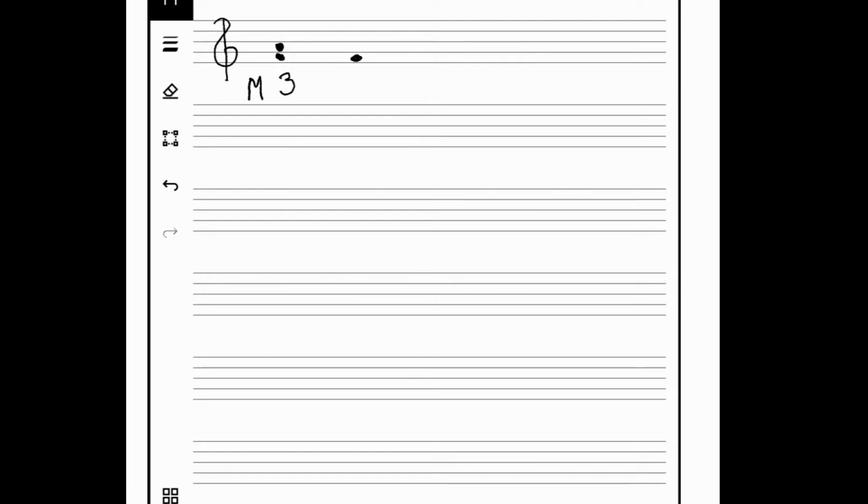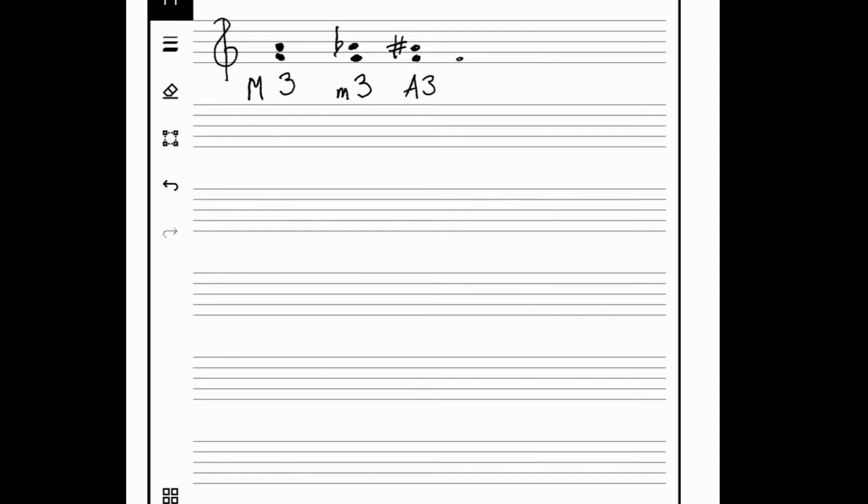Using the F as your starting note, what would a minor third above F be? A minor third. It would have to be smaller by a half step than the major third. Okay. What would an augmented third above F be? It would be an A sharp.